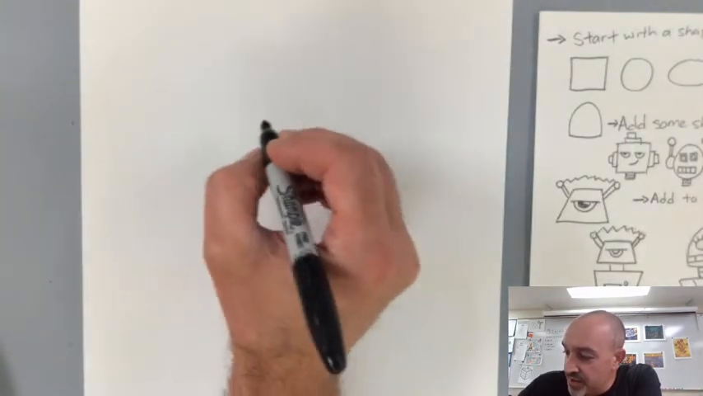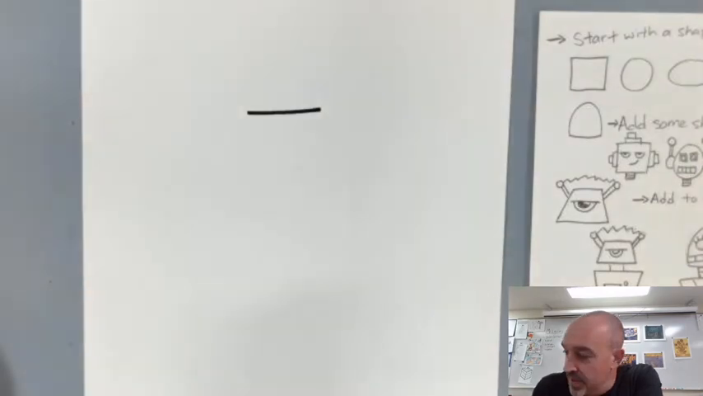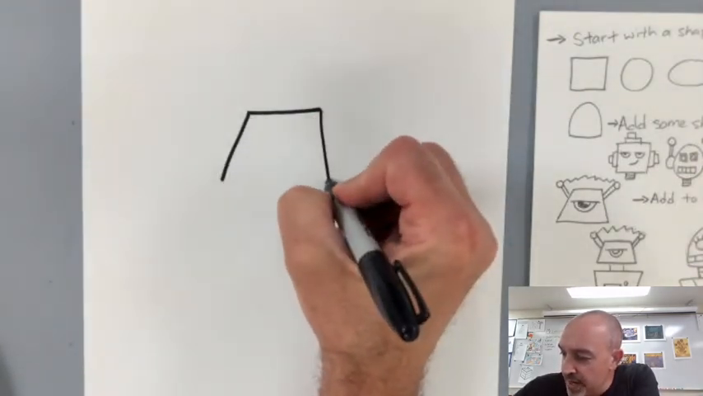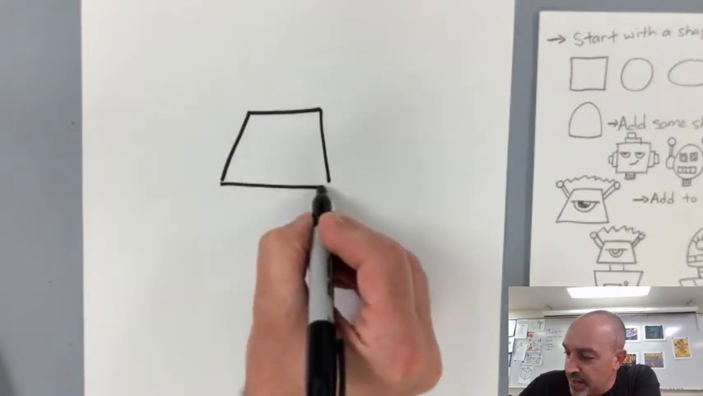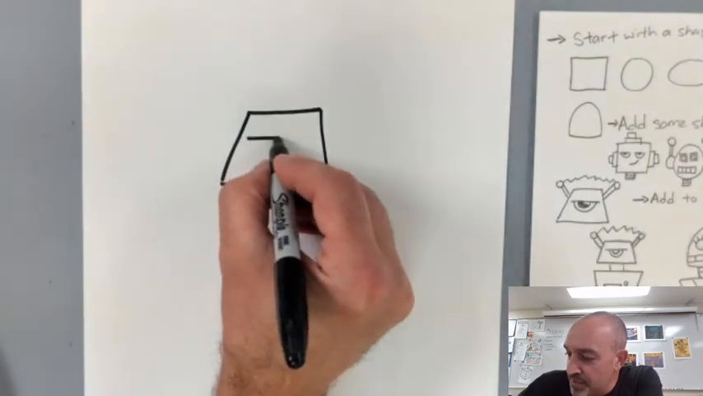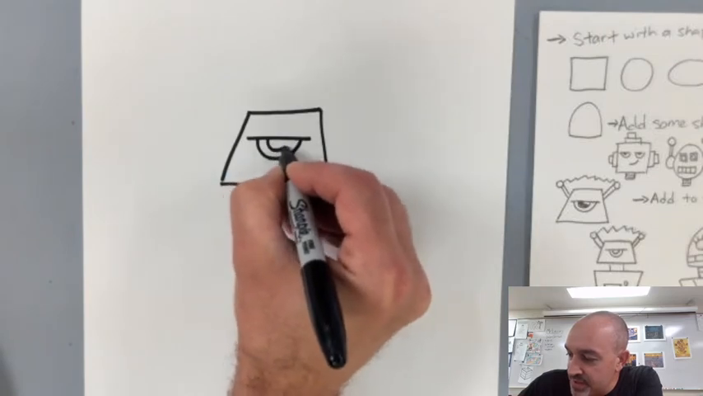So just to show you how to get going, you would start with the head shape. And don't make the head too big because you still need room for the body and legs and arms. Okay, so that's a good size. One, two eyes, that's kind of up to you. Maybe my robot just has one eye. I kind of like the way that one looks.